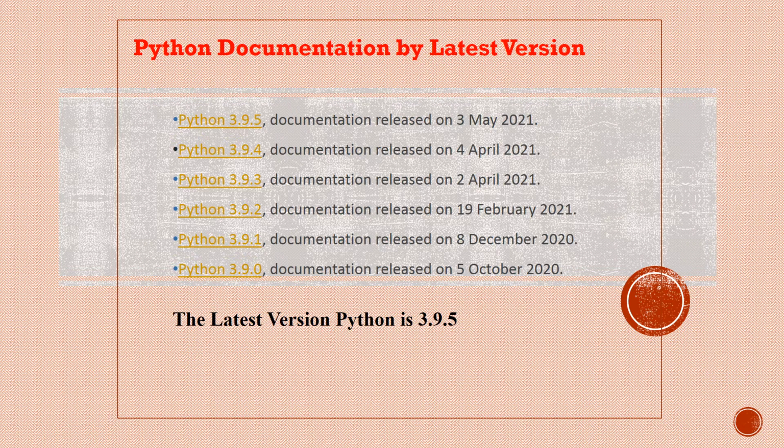On October 5th, 2020, Python 3.9.0 was released. Later, in December 2020, came 3.9.1. And in this year, February, we have 3.9.2. Then in April, we have two versions of Python, namely 3.9.3 and 3.9.4. And this month, in May 2021, we have the latest version, Python 3.9.5.